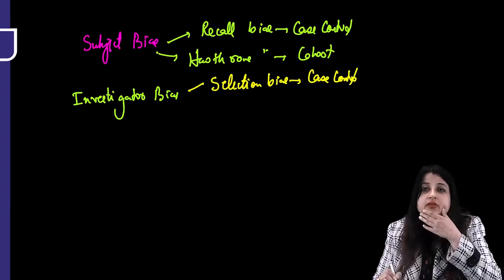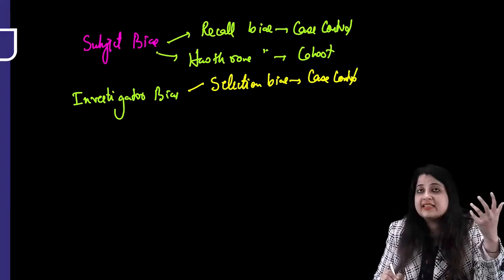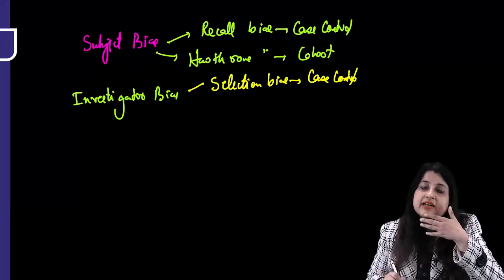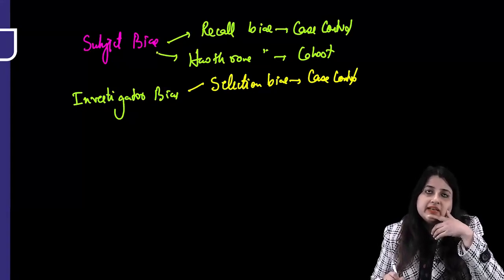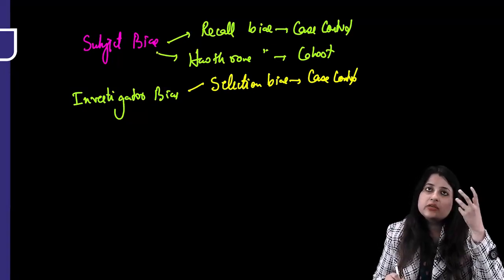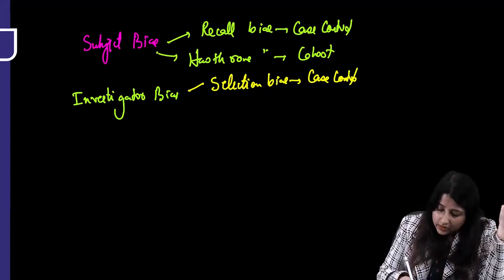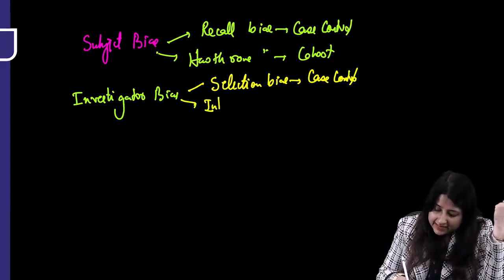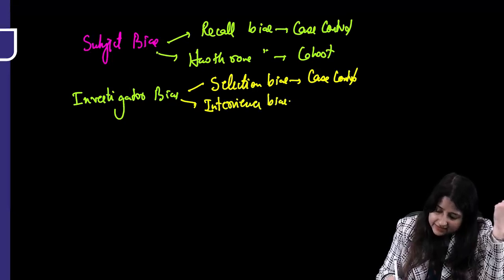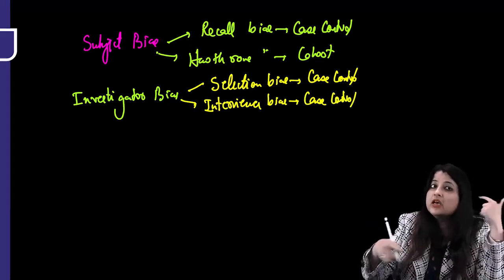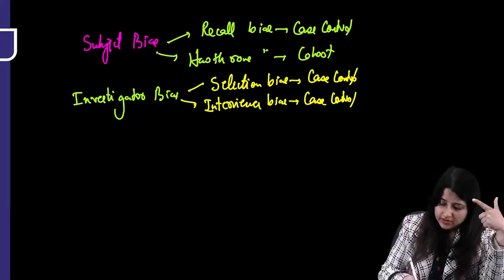I am going to select only those people who I think will give me the result that I want. I know a drug works at 102 degree Fahrenheit, so I'm going to select only those people who have fever of 102. It will give me the result I want. That is selection bias. Then there is interviewer bias, again seen in a case control study design. I know this is a case, so I'm going to interview him for a longer time.